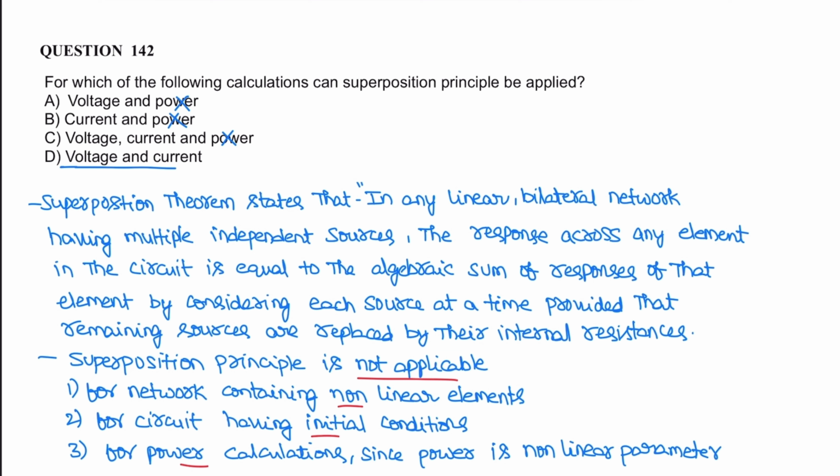So let us see the statement of the superposition theorem. The superposition theorem states that in any linear bilateral network having multiple independent sources, the response across any element in the circuit is equal to the algebraic sum of responses of that element by considering each source at a time, provided that the remaining sources are replaced by their internal resistances. So the correct option is D.